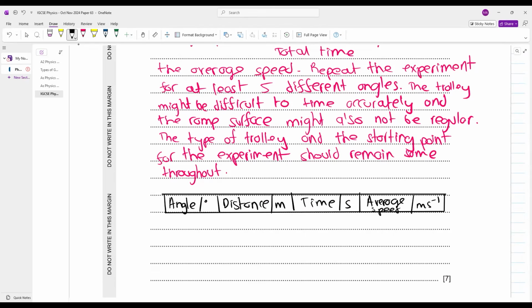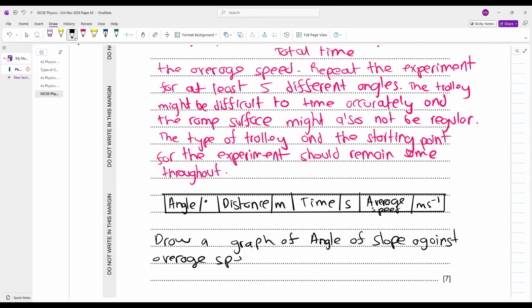Okay. Then you have to give a conclusion. Conclusion किस तरह दोगे? Draw a graph of angle of slope against average speed to see whether angle affects the average speed or not. तो ये भी आगे लिख देना to see if angle affects the average speed or not.